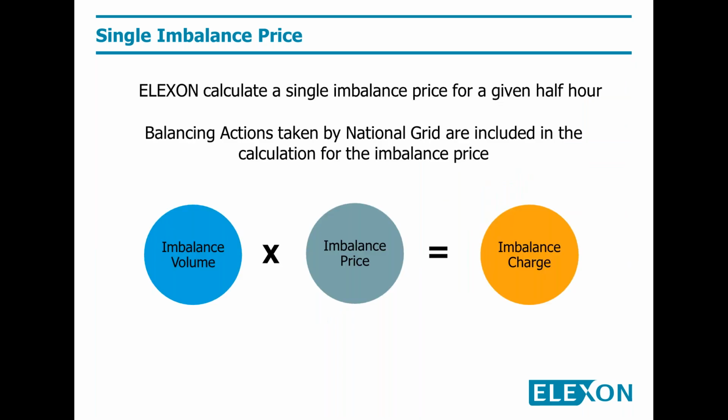So we've calculated our imbalance price for a given half hour. We've worked out our imbalance volumes by taking contracted volumes, the metered volumes, and any balancing actions taken by National Grid. We then multiply the imbalance volume by the imbalance price, and that is your imbalance charge for a BSC party for a particular settlement period.